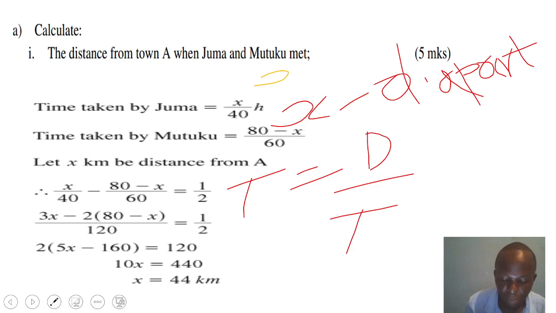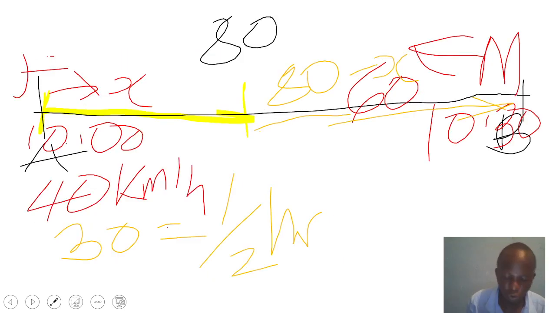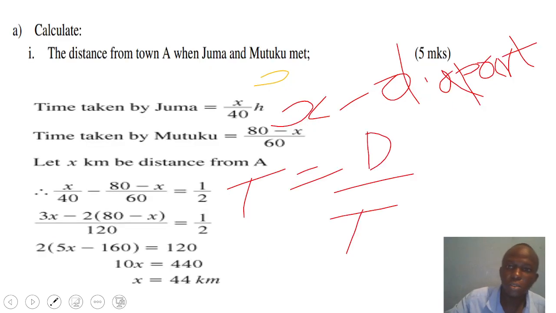Now the time taken by Mutuku is this distance here, 80 minus x, divided by the speed, which is 60 kilometers per hour. So here it is 80 minus x over 60. So we already let x to be the distance apart, or the distance from A.